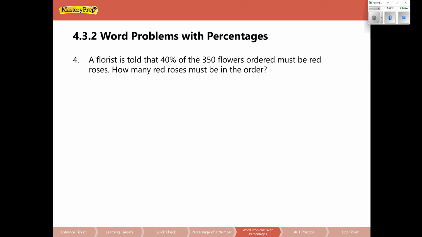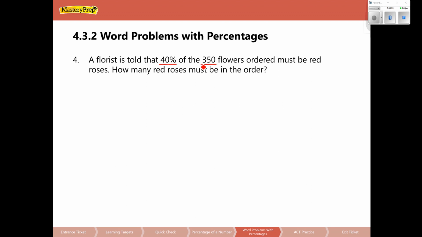Right, guys, so a florist is told that 40% of the 350 flowers ordered must be red roses. How many red roses must be in the order? So what are we saying? 40% of?